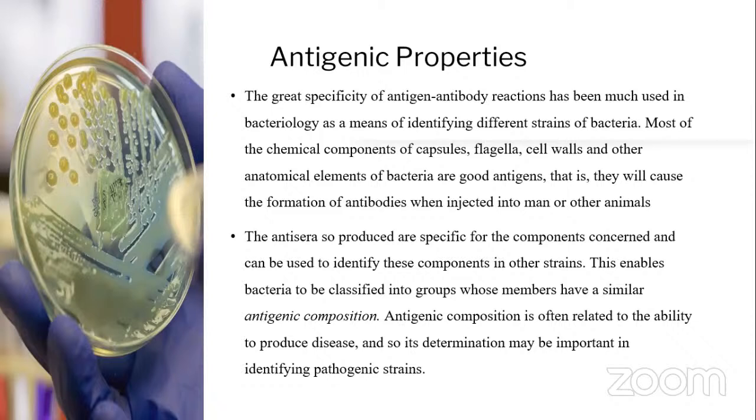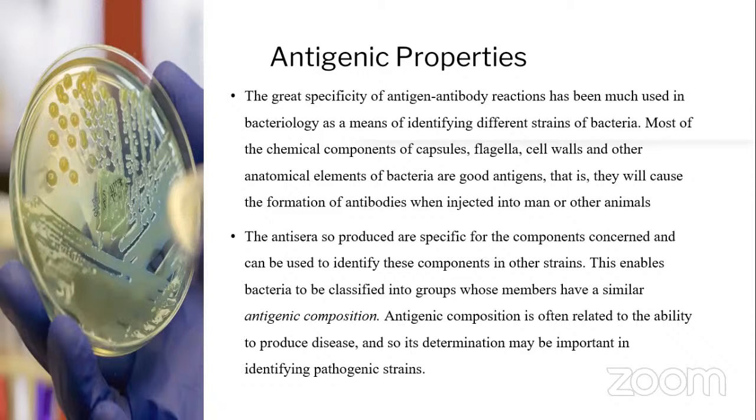So the antigenic composition is often related to the ability to produce disease, and it usually helps in determining pathogenic organisms. Some people call every infection that occurs typhoid. Any small bacterial infection, people believe it is typhoid. Whereas most infections may not be caused by typhoid bacteria, because Salmonella typhi is responsible for typhoid. But most people believe whenever they have any bacterial infection, it's typhoid.